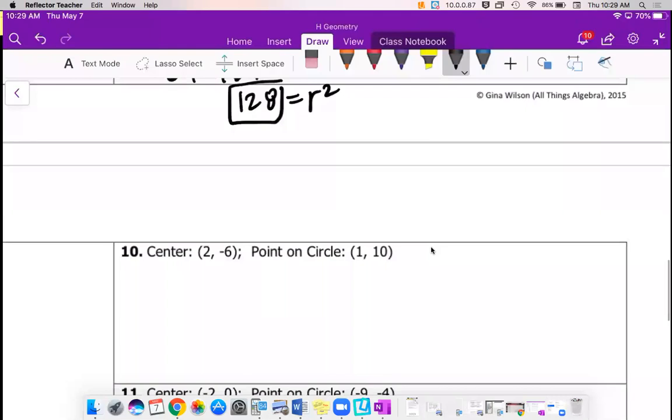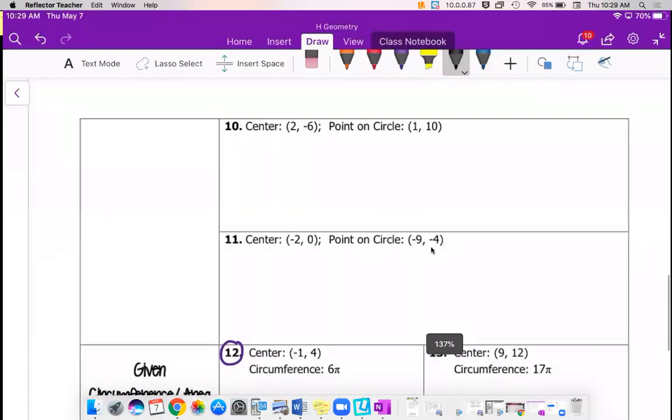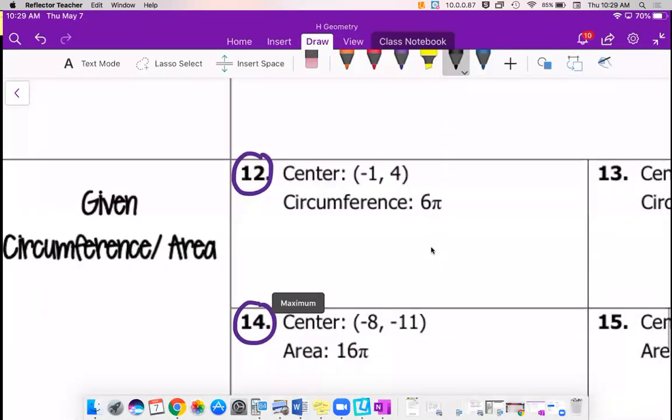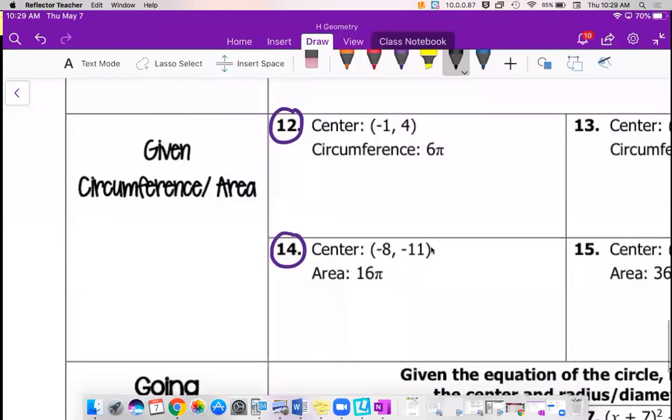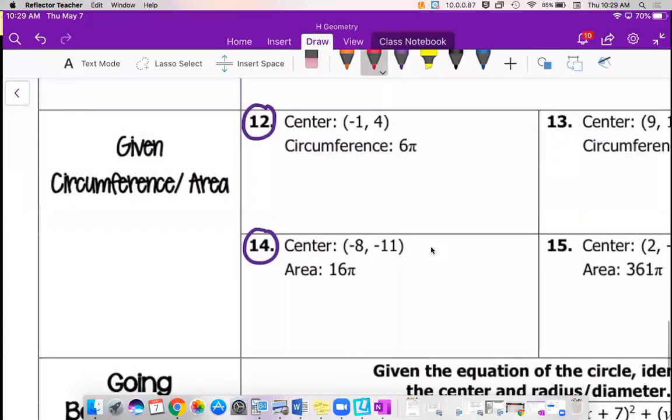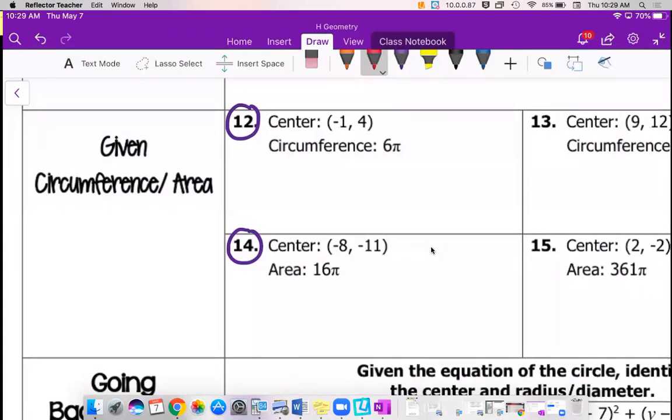All right, we got a couple more I want to go through here, and then we're going to be done. So we're going to skip 10 and 11 because those are similar to what we just did. We are going to do 12 and 14 right here. So this one is, how do you write the equation of a circle if you're given the circumference or the area? So let's start with number 12. They give us the circumference is 6 pi, and they give us the center is negative 1, 4. So what we need is we only need the radius.